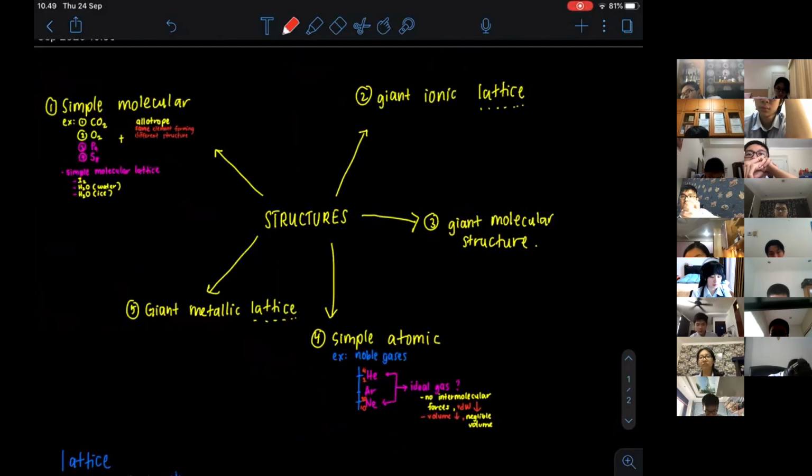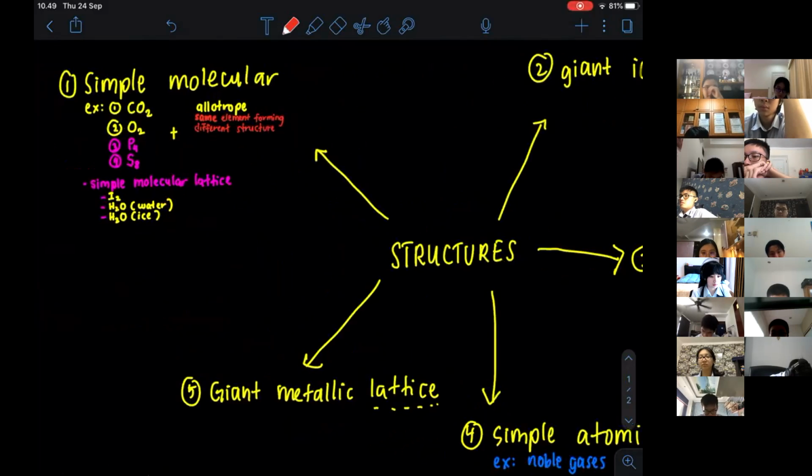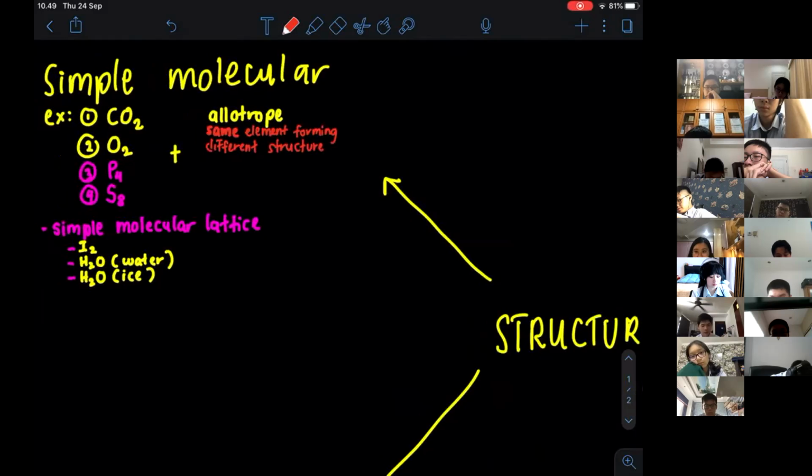So then here, simple molecular is usually covalent then. Yes, simple molecular, they are always covalent. The moment they are ionic, they will have giant ionic.